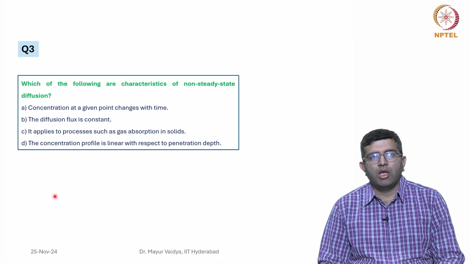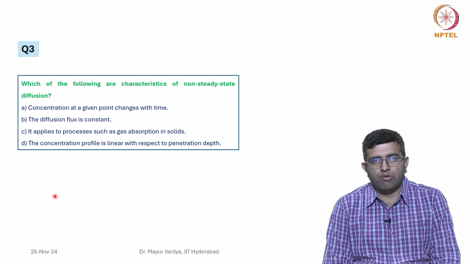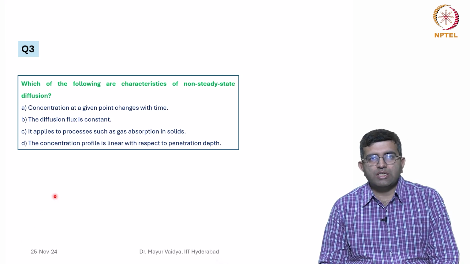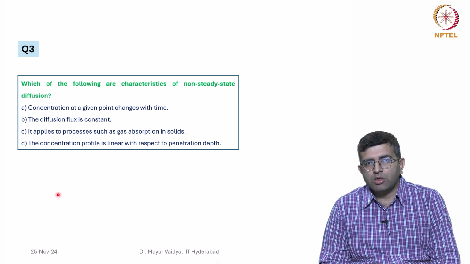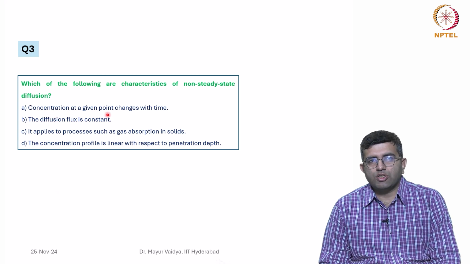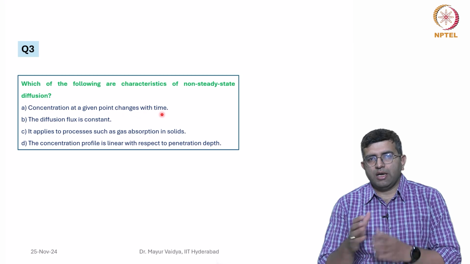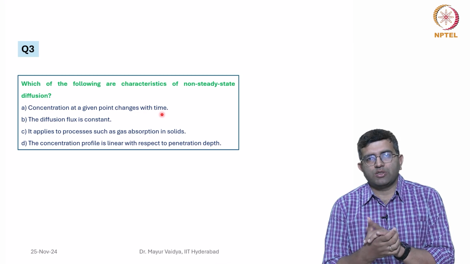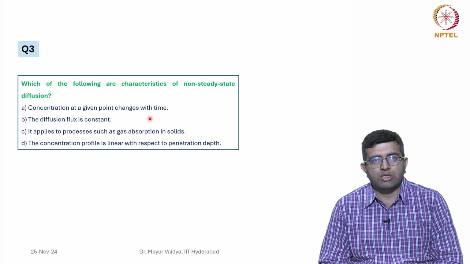Now let us move to the third question. Which of the following are the characteristics of non-steady state diffusion? Non-steady state diffusion is where ∂C/∂t is not equal to 0. The first option, concentration at a given point changes with time, is correct, because as I just said, ∂C/∂t is not equal to 0. So the concentration at any point changes with time.